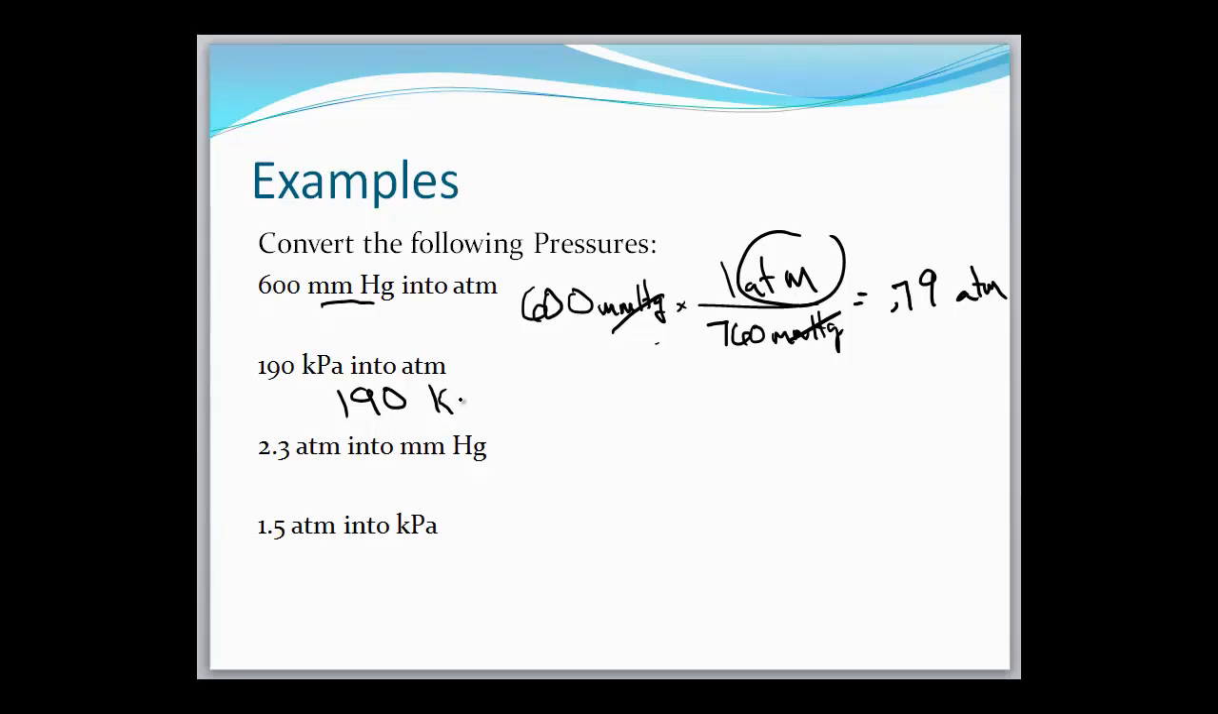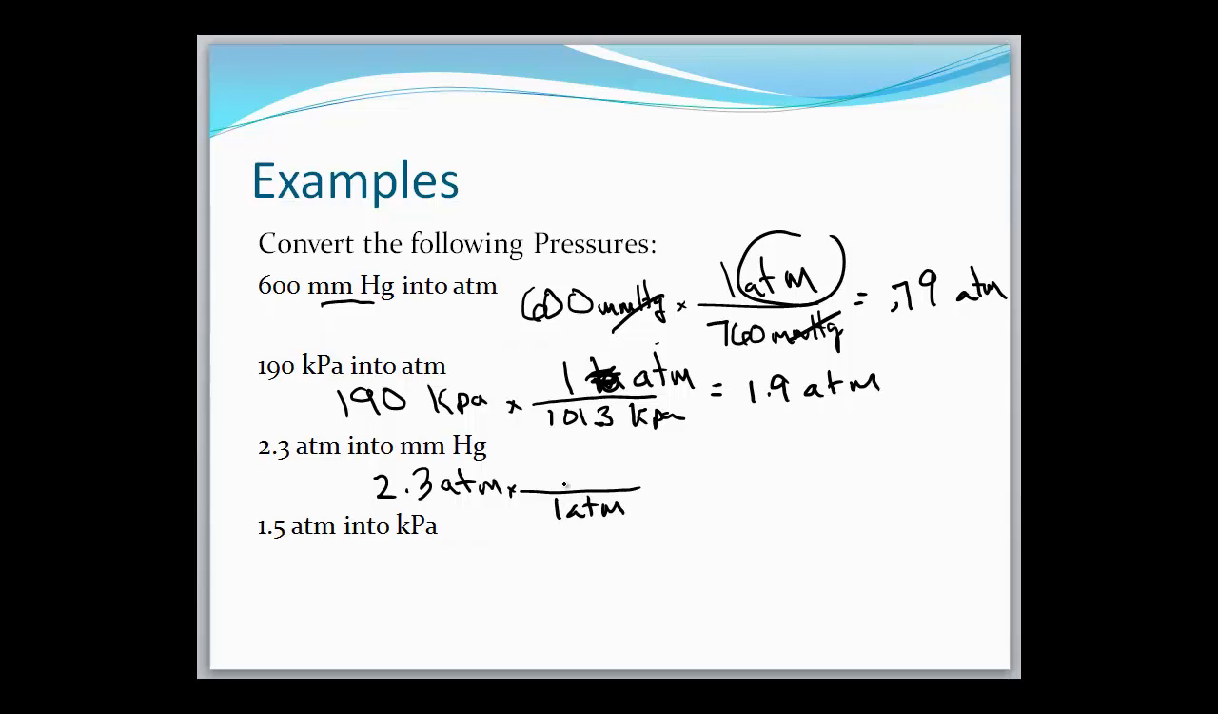190 kilopascals, if we convert that to atmospheres, 101.3 kilopascals per atmosphere. Do the math, 190 divided by 101.3, and you get 1.9 atmospheres.